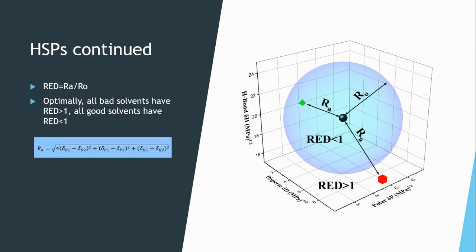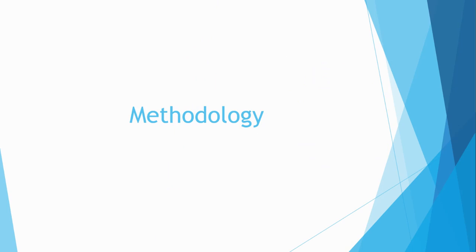We can see the equation to determine that Ra value below. The Ro value gives the radius of the sphere of that species. The relative energy distance, or RED, is defined as Ra divided by Ro. In an optimal HSP model, all bad solvents will lay outside of the sphere, and consequently will have a RED greater than 1, and all good solvents will lay inside of the sphere with a RED less than 1. This sphere model allows a distinct line to be drawn in which species on one side are soluble and species on the other side are insoluble.